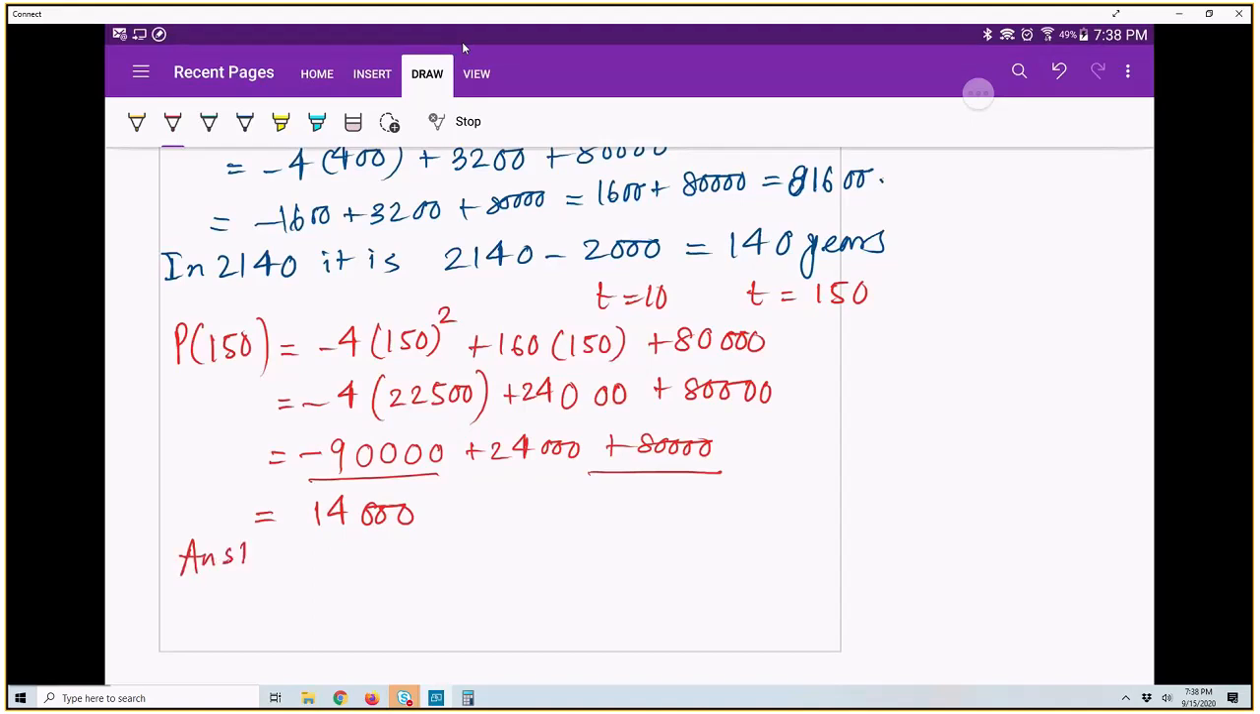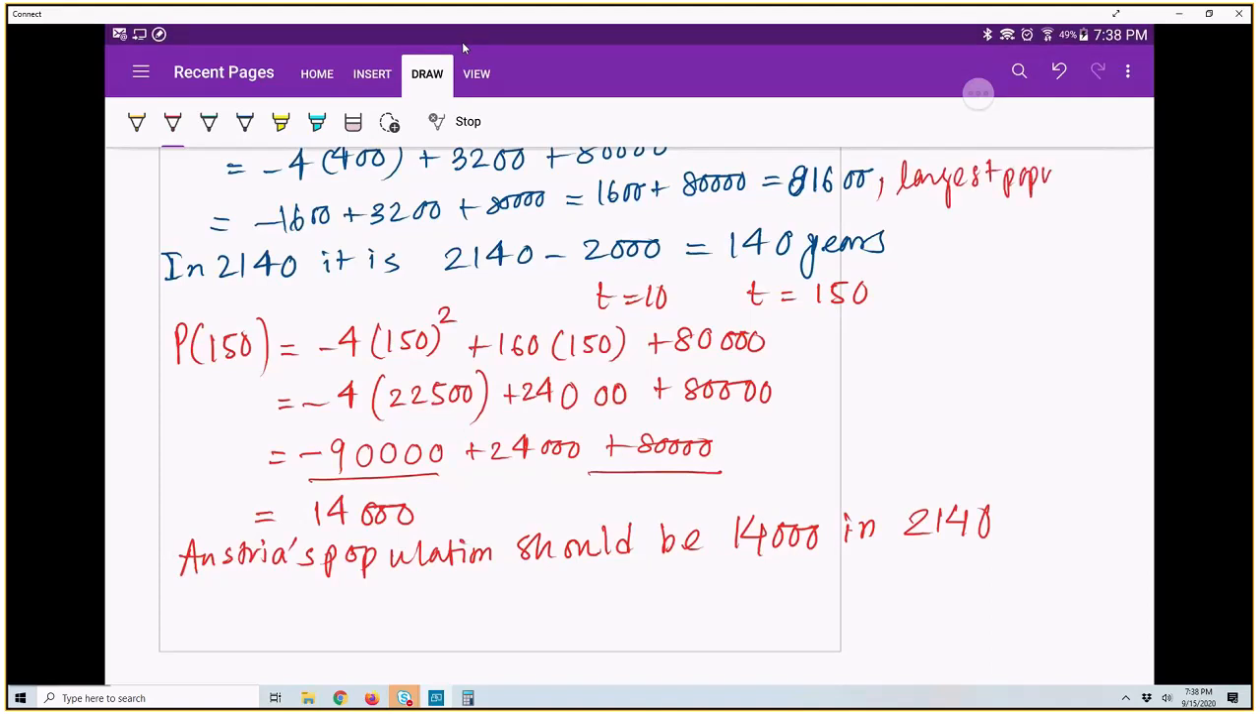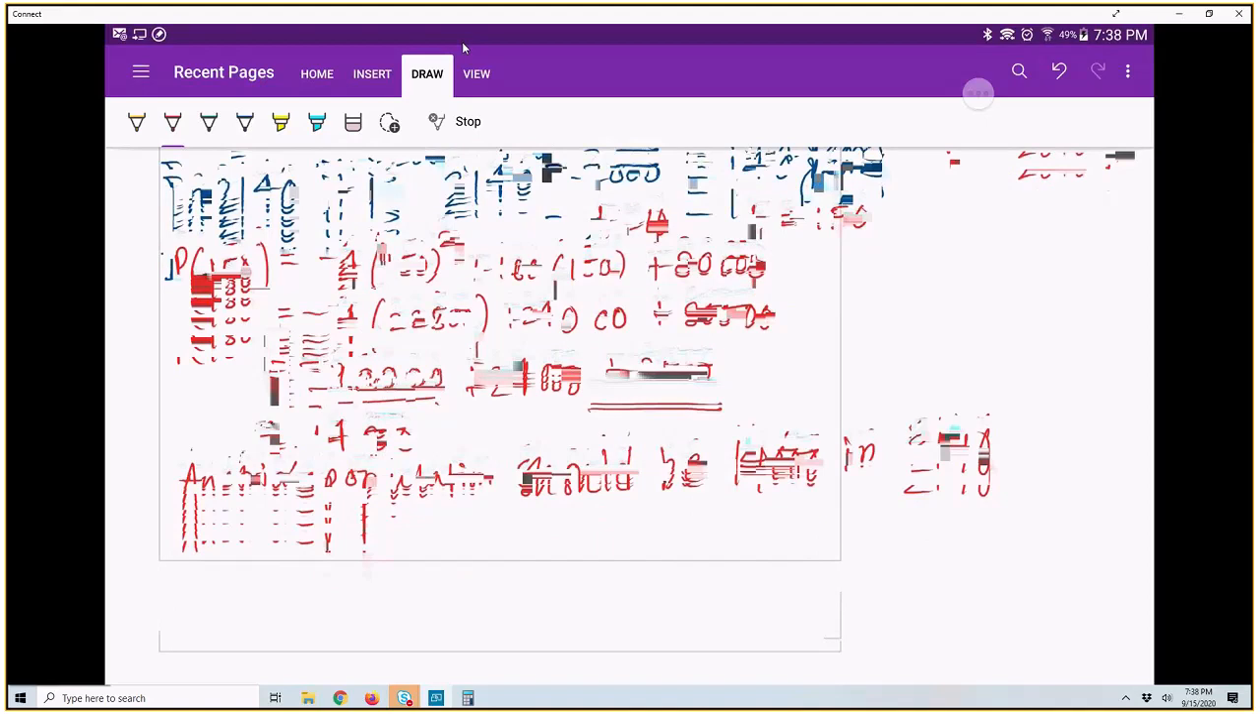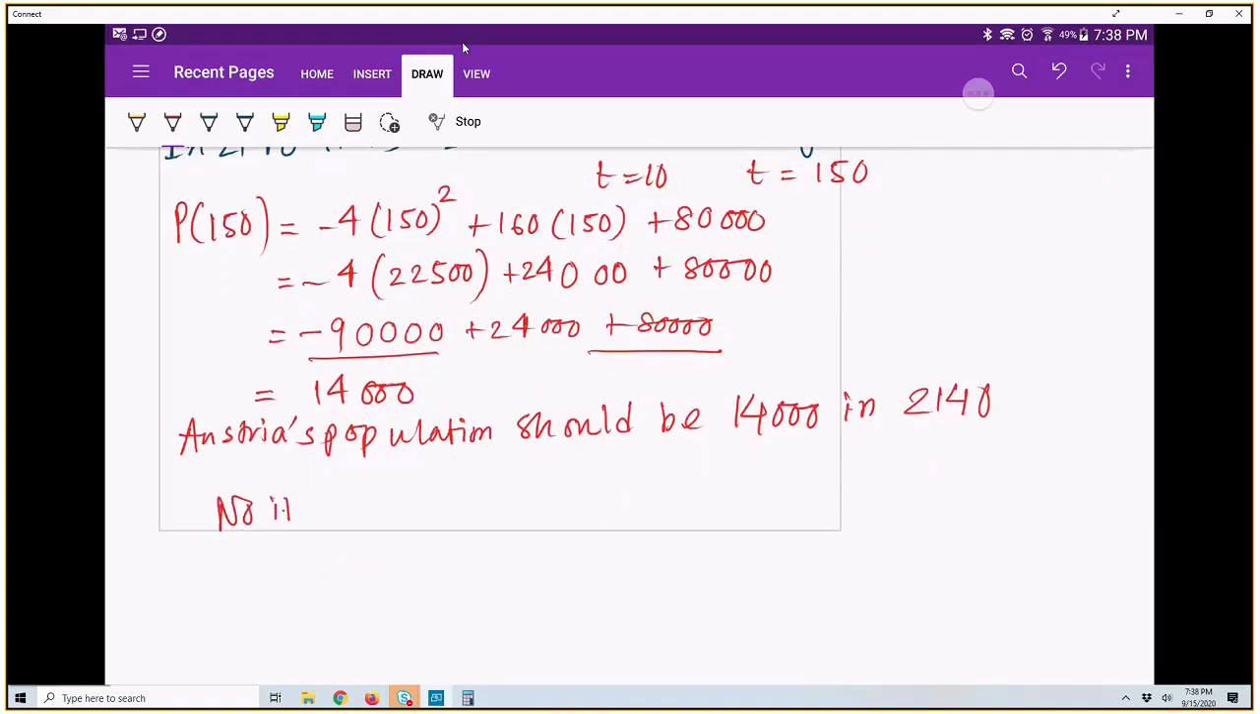So I will say Austria's population should be 14,000 in 2140. And this was Austria's largest population, and that happened in 2010. Now the last question is, does that make sense? So we'll say no, it doesn't make sense. And why does it not make sense?